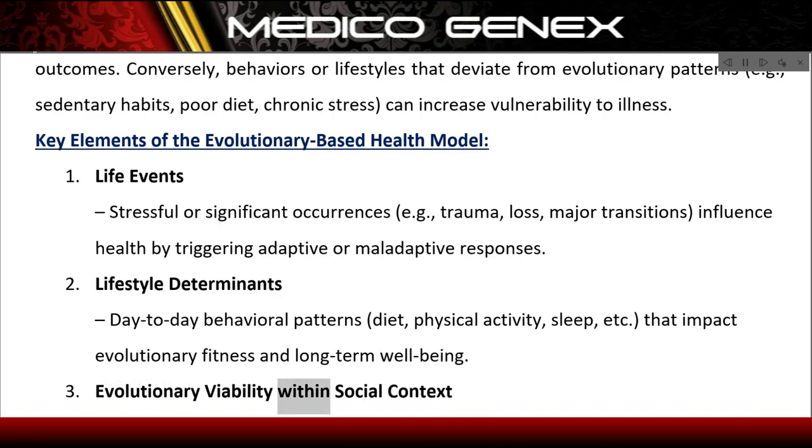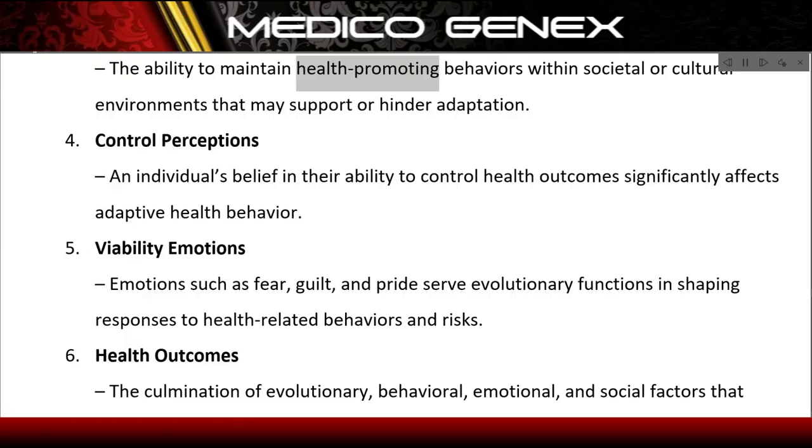Evolutionary viability within social context: the ability to maintain health-promoting behaviors within societal or cultural environments that may support or hinder adaptation. Control perceptions: an individual's belief in their ability to control health outcomes significantly affects adaptive health behavior. Viability emotions: emotions such as fear, guilt, and pride serve evolutionary functions in shaping responses to health-related behaviors and risks.